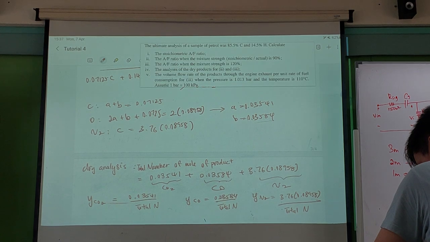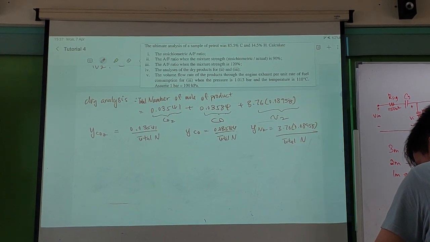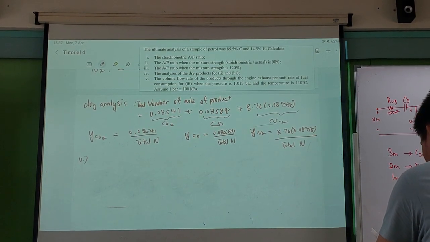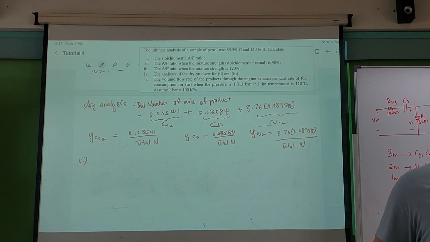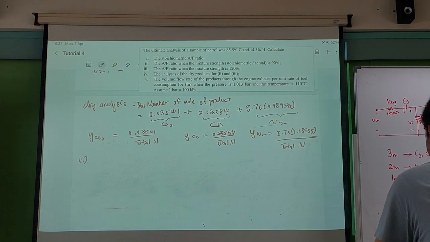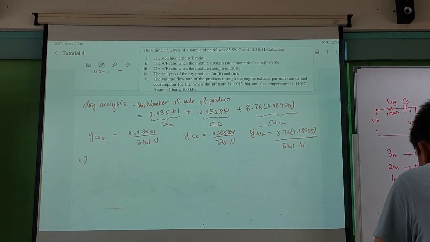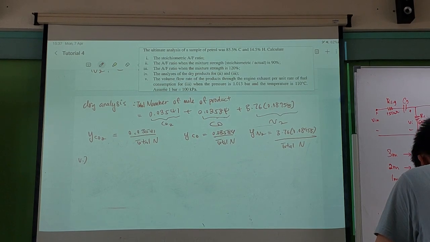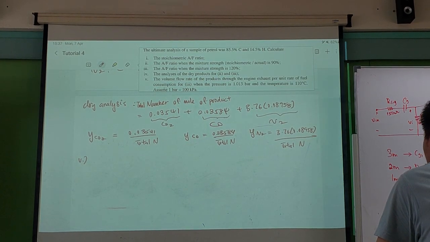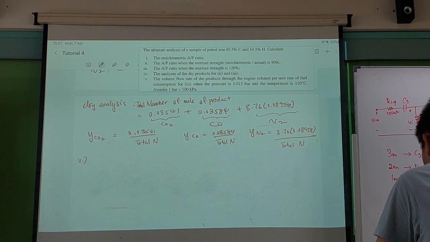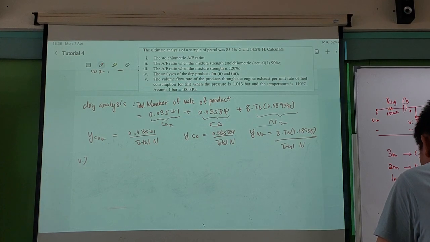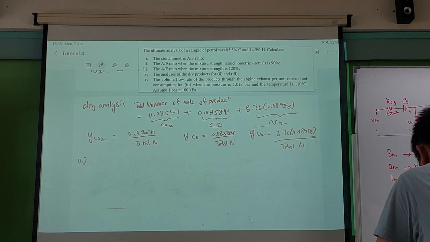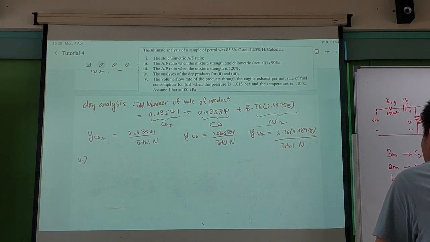Okay, we look at the final section now. Part 5 asks for the volume flow rate of the product through the exhaust per unit rate of fuel consumption for case 3, when the pressure is 1.013 bar and temperature is 110 degrees Celsius, assuming 1 bar is 100 kilopascal. So this one, pretty much the answer is there for you.